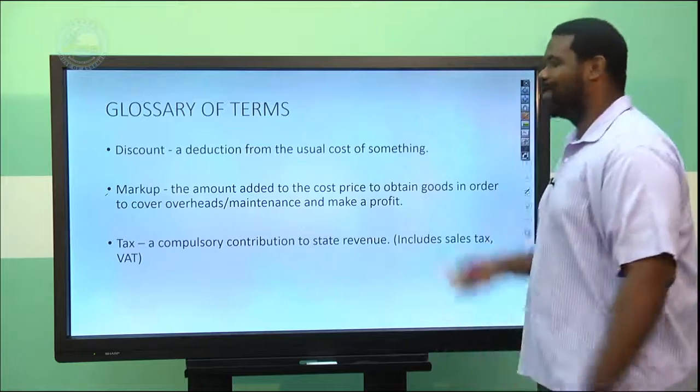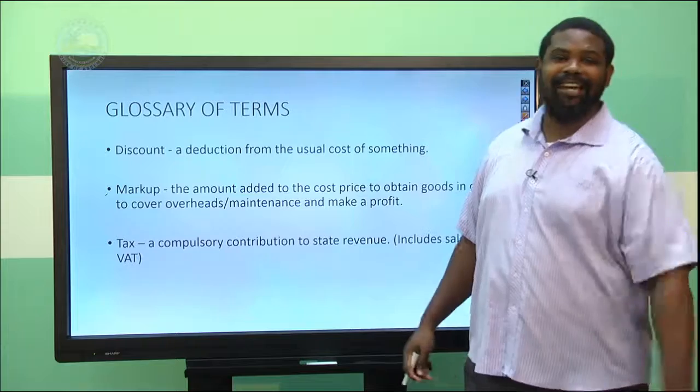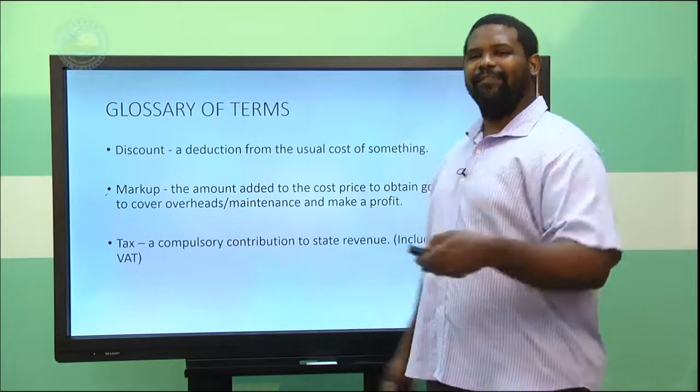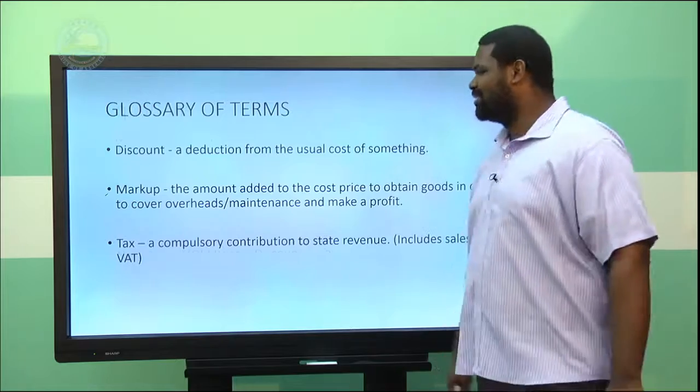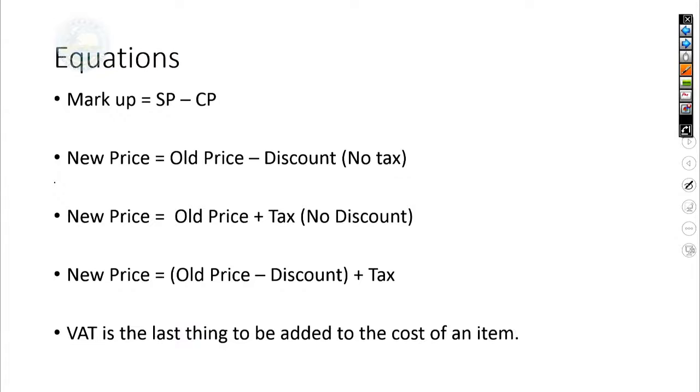Now, we have to work with these things. And you need to know if you're getting robbed or not when you go into a store. Don't be afraid to work out your maths to see if the people are robbing you or not. So markup is simply the selling price minus the cost price, the cost price to obtain. And the new price, if there is no tax involved, is just going to be whatever the price was minus the discount.